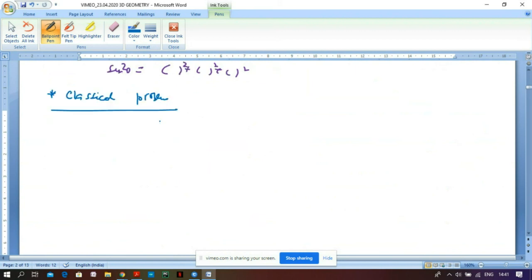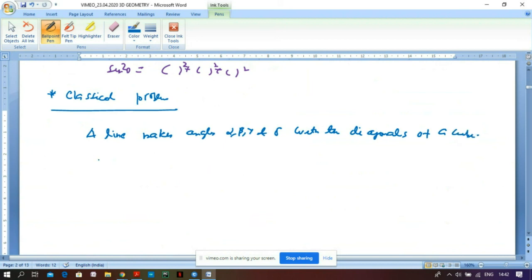It says that a line makes angles alpha, beta, gamma, and delta with the diagonals of a cube. So there is a line that makes equal angles with the diagonals of a cube.